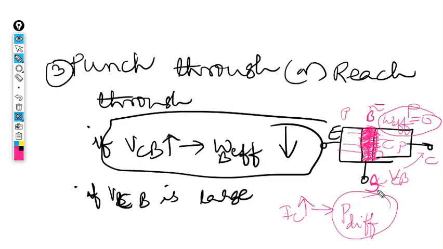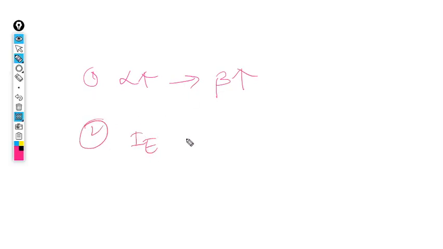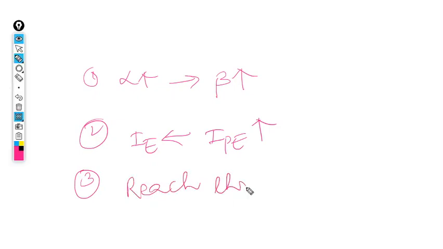So that is why, in the case of base width modulation, we have three consequences. The first one is that alpha increases, which leads to an increment in beta. The second one is that IE increases. How can we say IE increases? IPE increases, and if IPE increases, IE also increases. The third one is reach through or punch through.